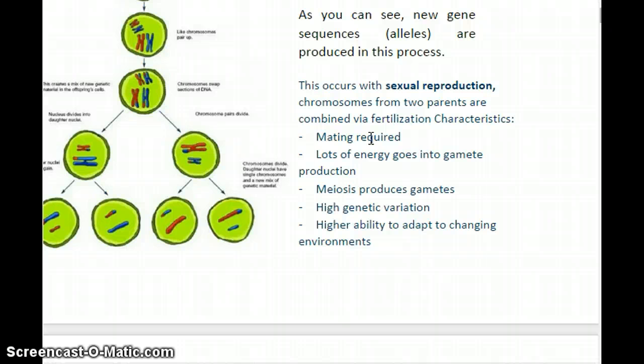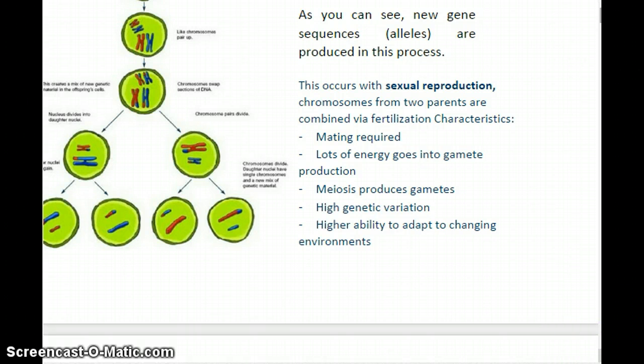Why is that relevant? Well, if you look at organisms that reproduce asexually, like bacteria, for example, they don't have to find someone else to reproduce and pass on their genes. They just have to split themselves in half. And that's a lot easier. And so mating is required, which can actually be a challenge. It takes a lot of energy to make these gametes. And the payoff is that there's a lot of genetic variation.